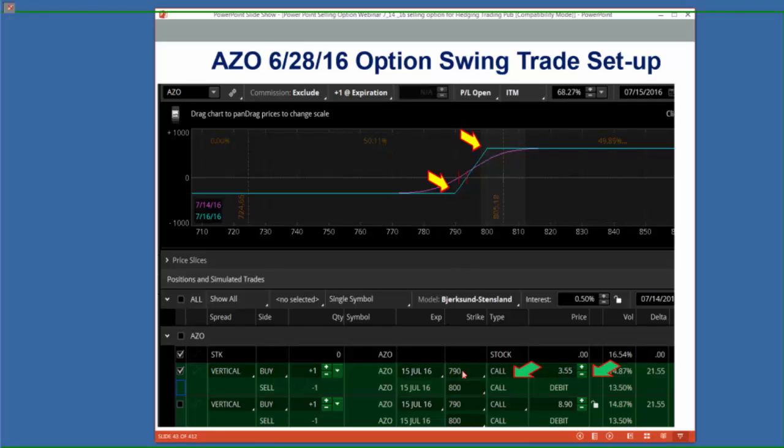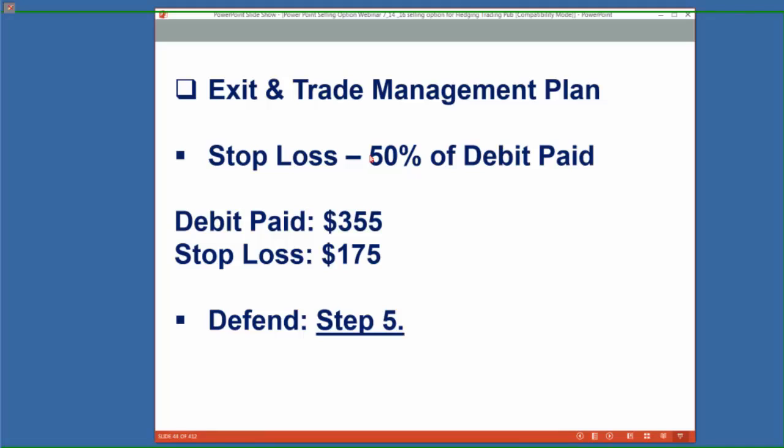$3.55 call debit spread. So I had my expected move. I looked at my Fibonacci target levels, I knew what those were. So that gave me a good potential trade setup. And then the next part was, okay, well, what would be my stop loss?